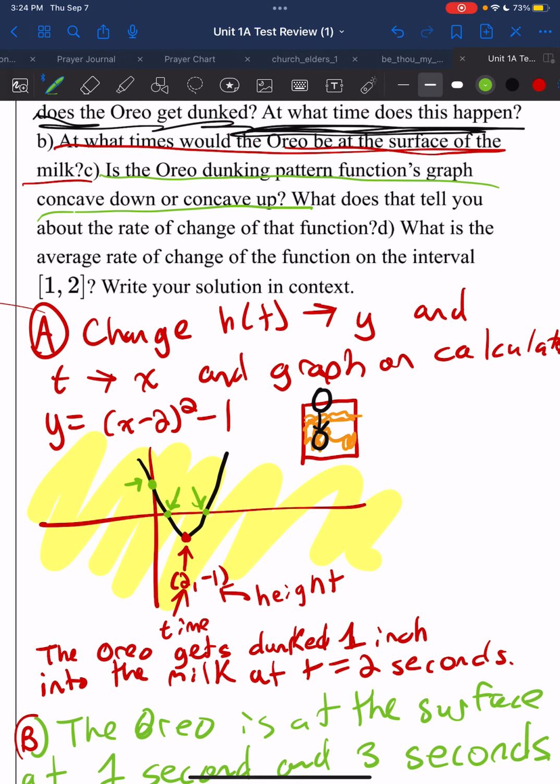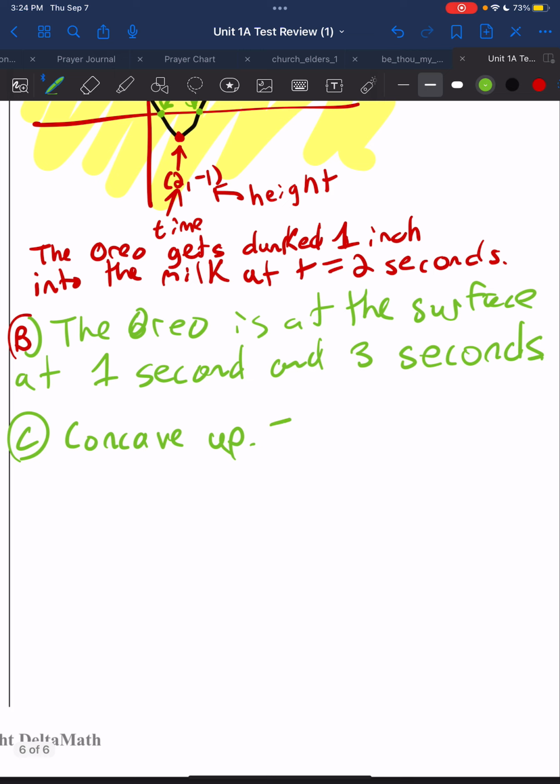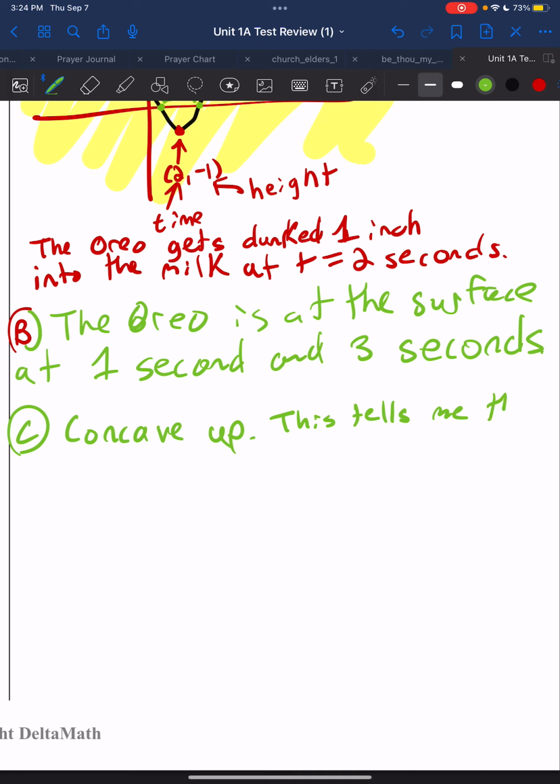And what does that tell you about the rate of change of that function? Okay. This tells me, concave up means the rate of change is increasing on this interval. Okay. Then D.